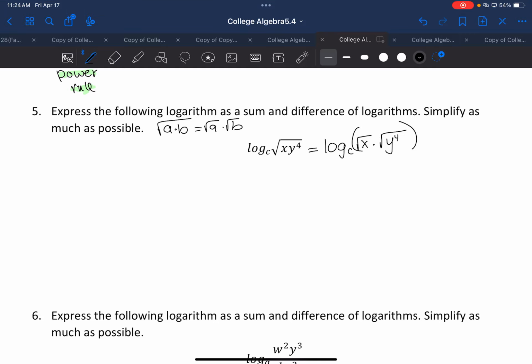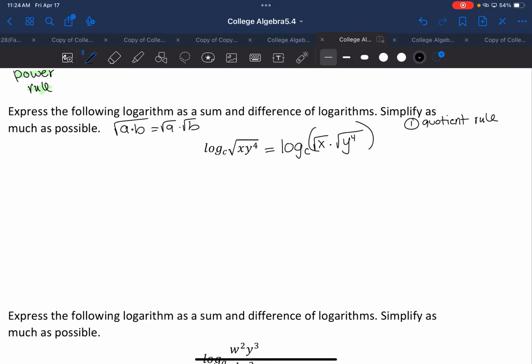There's nothing being divided, there's no fraction, so I'm skipping the quotient rule. But this is a product of two things, so I need to use the product rule. I'm going to write these out again, though, just to remind you of the order in which we want to do things. I get to skip the quotient rule, so now I'm going to do the product rule. So this would be equal to log base c of the square root of x plus log base c of the square root of y to the fourth.